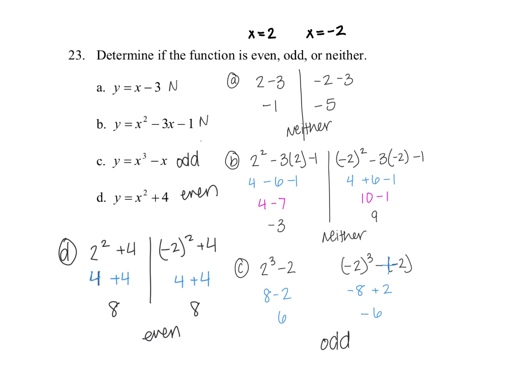Okay, so please make sure you guys understand this. When they're asking you to find the even, odd, or neither, you're going to use 2 and negative 2. You're going to solve it for both of them. And then if it's the same number, it's even. If they're opposites, it's odd. And if they're none of the above, it's neither.